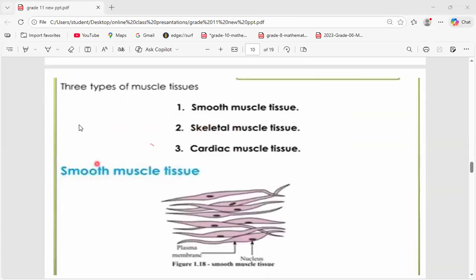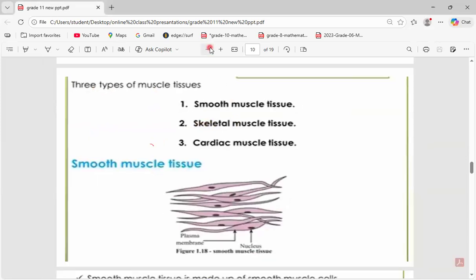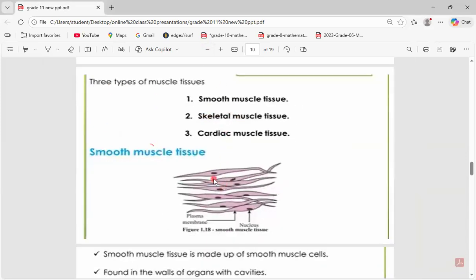Okay. Now you want to write the three types of muscle tissues, right? And how to draw the picture also, right? The first heading is smooth muscle tissue. Draw the smooth muscle tissue and note the nucleus and plasma membrane. Right, wait.